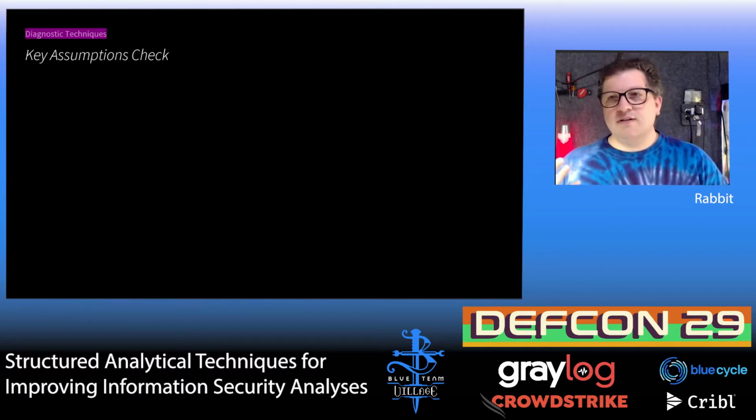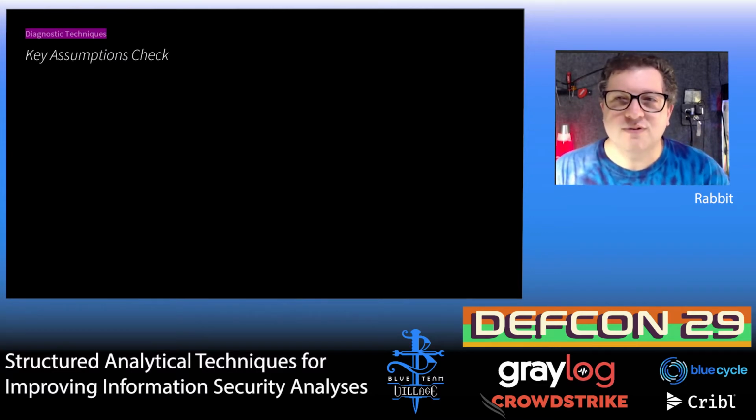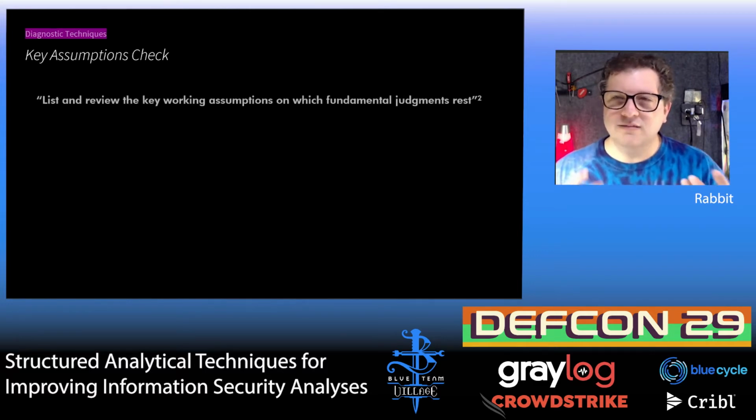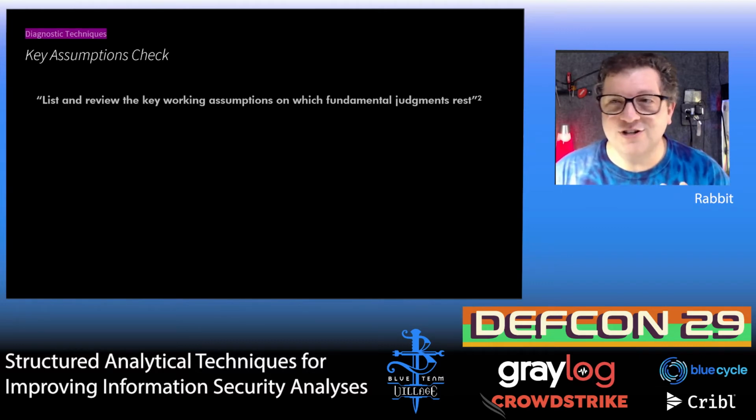So the first structured analytical technique we'll take a look at is called a key assumptions check. It's kind of an easy one to start with. It's very easy to describe. It's literally thinking about all of the assumptions you made when coming to a conclusion or performing an analysis and writing them down, creating a list of things you've just assumed.